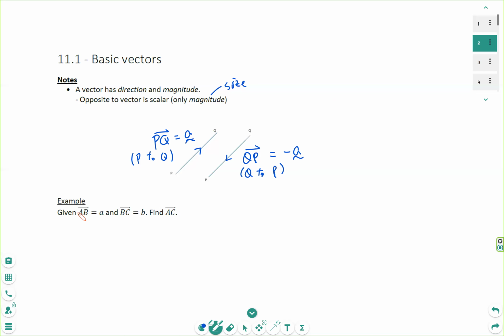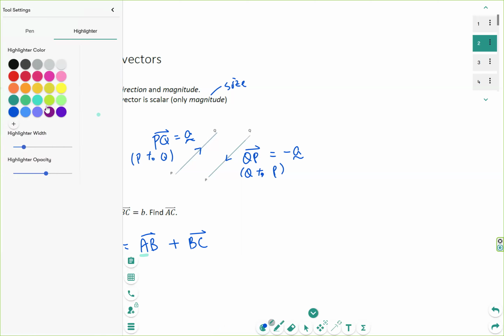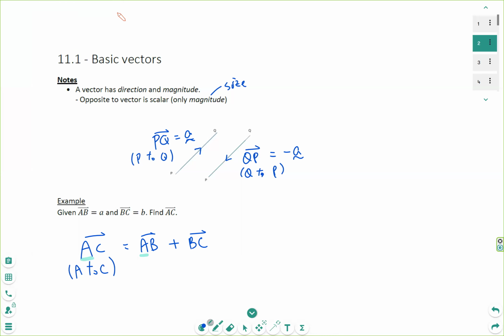Anyway, given the example, AB is a and BC is b, find AC. So AC means we want a journey, a route from A to C. From A to C, we can go from A to B and then from B to C. Note one thing: the starting letter A should match the first letter of the journey, and the end of the journey, C, should match the last letter. So AB plus BC equals, A to B is a, B to C is b. And that's it. That's an easy one.